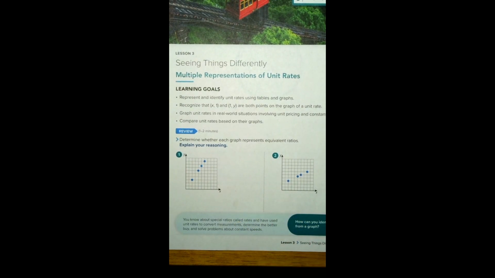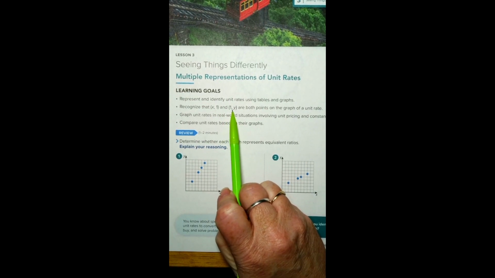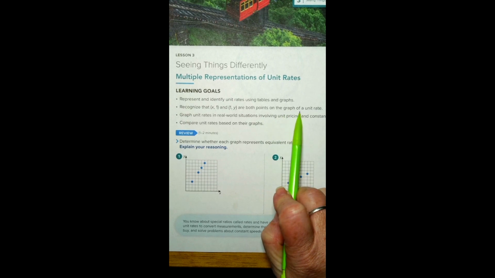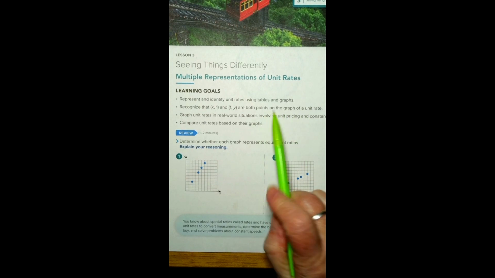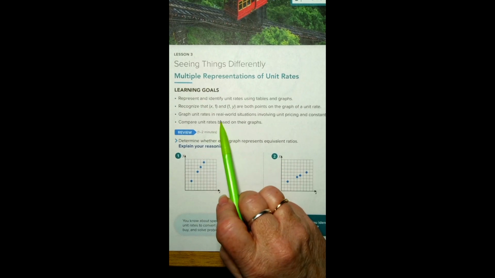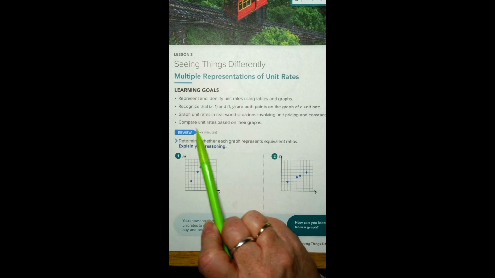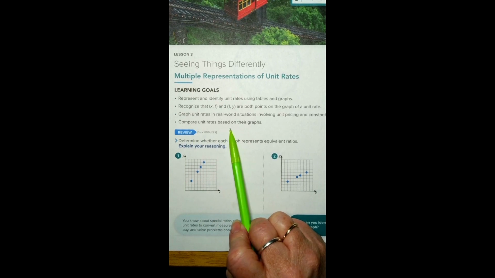Represent and identify unit rates using tables and graphs. Recognize that the ordered pairs (x, 1) and (1, y) are both points on the graph of a unit rate because it would be a per one. Graph unit rates in real world situations involving unit pricing and constant speed. Compare unit rates based on their graphs.